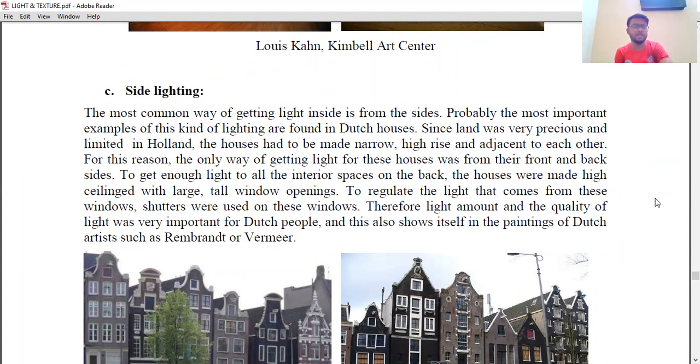Since land was very precious and limited in Holland, the houses had to be made narrow, high-rise and adjacent to each other. For this reason, the only way of getting light for these houses was from their front and back sides. To get enough light through all the interior spaces at the back, the houses were made high, with large tall window openings. To regulate the light from these windows, shutters were used. Therefore, the amount and quality of light was very important for Dutch people, and this also shows itself in paintings of Dutch artists such as Rembrandt or Vermeer.